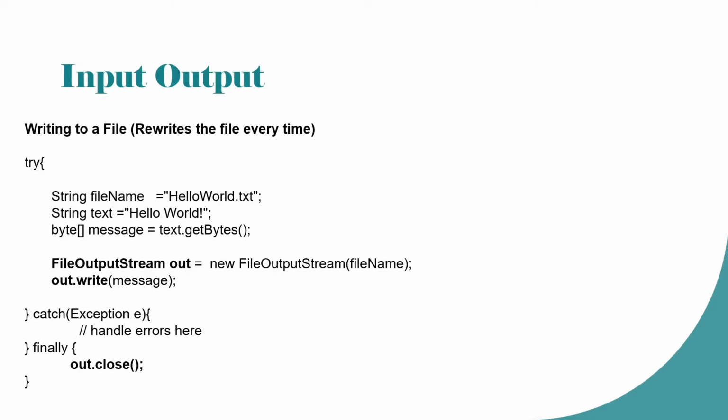So we are going to be using this line of code here, text get bytes. So the Java string has a method getBytes, which will convert the text into an array of numbers, bytes. Bytes are numbers, they are integers. And that's going to be stored in message. So when we write, that's why we write numbers to the file.